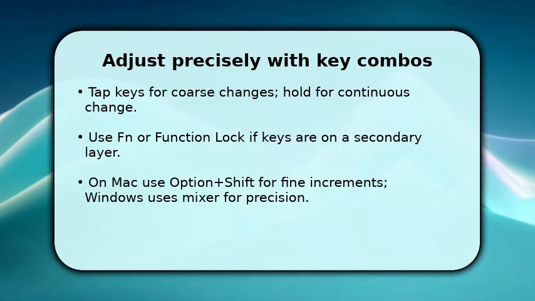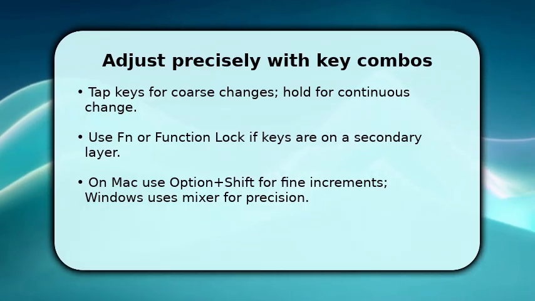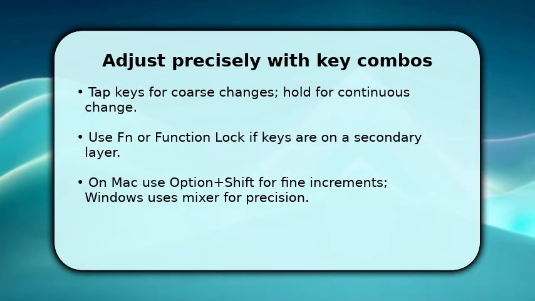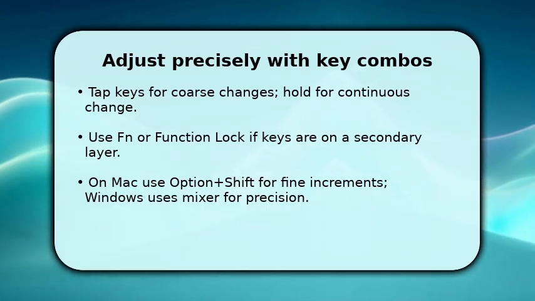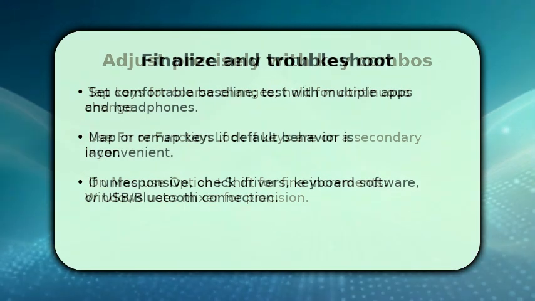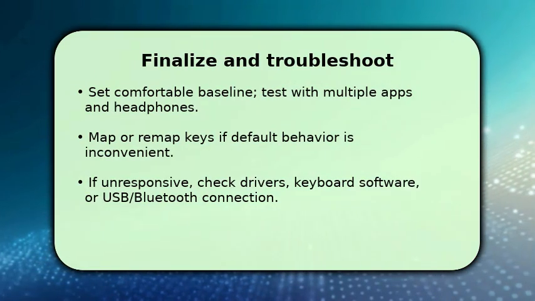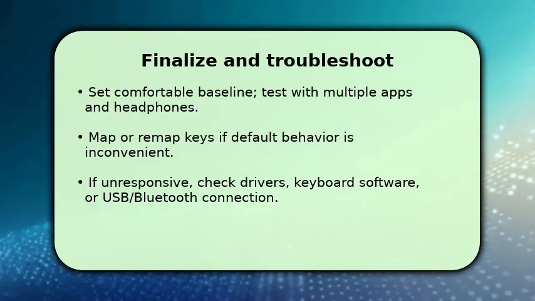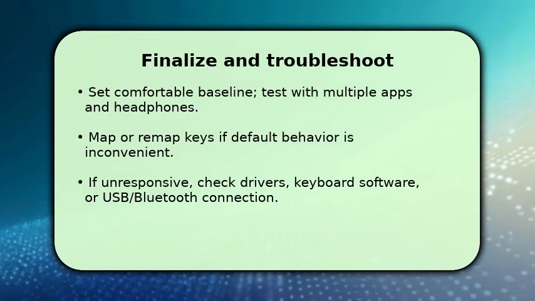For finer control, use Option plus Shift with volume on Mac to change by smaller increments, and open the Windows volume mixer to tweak specific apps. Once done, test audio with a clip and adjust until comfortable. Finish by confirming your chosen level across apps and output devices, speakers, headphones, and communication apps.